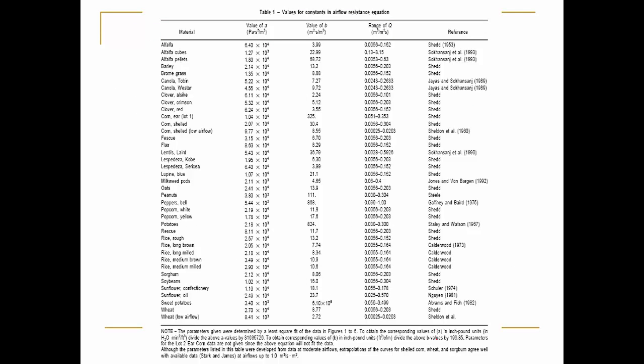So here is the table. It's in the ASAB standard for different types of material. So you have A in English units and B in SI units. These data were collected for these ranges of flow rate by these people, Shed in 1953. You can see Shed did so many of these in Nebraska so long ago.